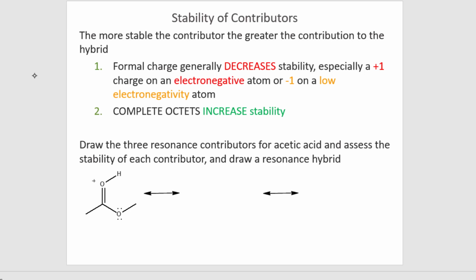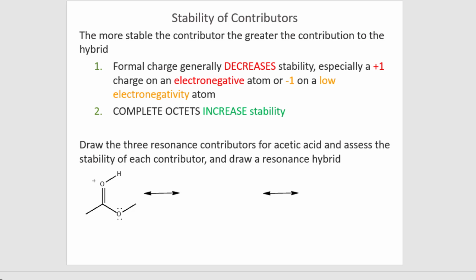Okay, I've already discussed most of this with you, but I'm going to go over it again. How do we look at the different resonance contributors and understand the stability? Number 1, formal charges generally decrease stability, especially a positive 1 charge on an electronegative atom or a negative charge on a low electronegativity atom. And 2, complete octets increase stability. I've already showed you examples of this. I'll give you an example just to demonstrate one more time.